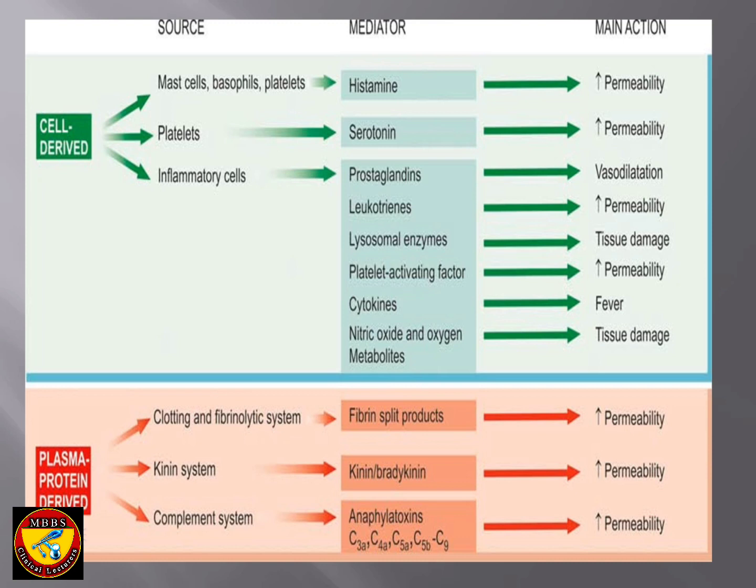So the mediators are histamine, serotonin, prostaglandins, and leukotrienes, and the main function is mostly increase in permeability and vasodilation. While for plasma-derived proteins the source is the plasma, and they have the clotting and fibrinolytic system, kinin system, and complement system, which is further activating a few other chemical mediators, and in return they act on the vessels and cause permeability.